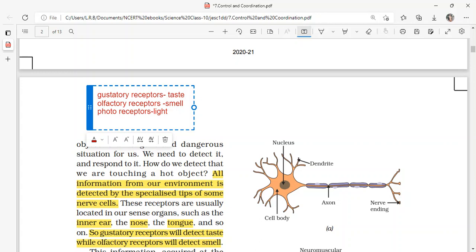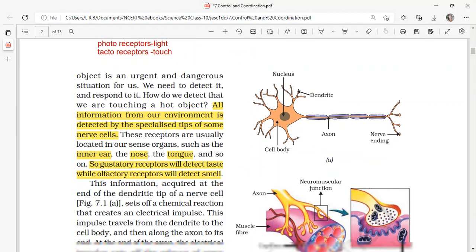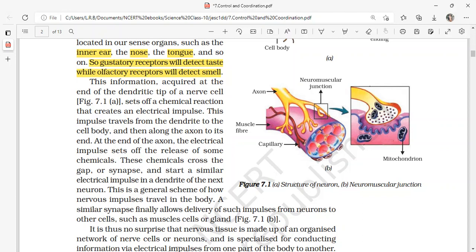And we are going to see the image of the objects. We also have tactoreceptors, which are for touch. And animals would also have mechanoreceptors, which send mechanical vibrations or signals through their body. So gustatory receptors will detect taste, while olfactory receptors will detect smell.